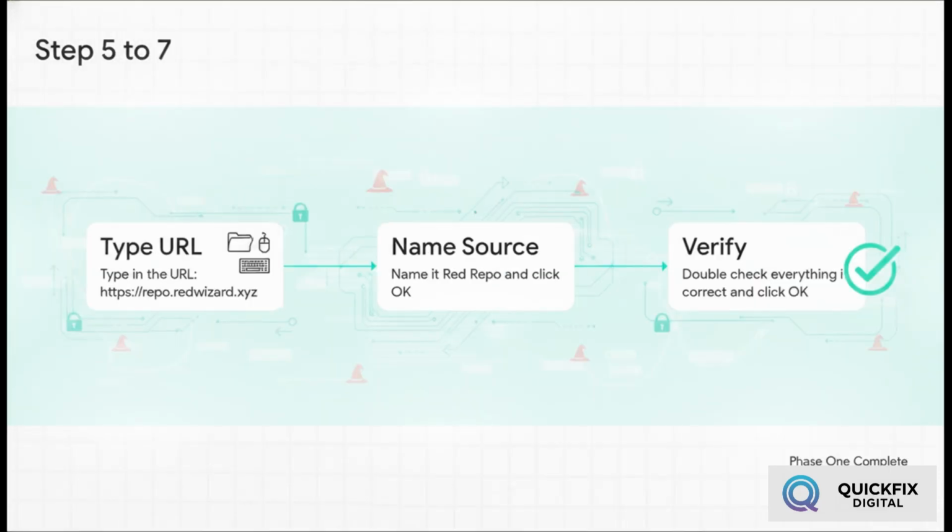Now, accuracy is literally everything here. For Step 5, you're going to carefully type in that URL we talked about earlier, https://repo.redwizard.xyz, and hit OK. In Step 6, move down to the box just underneath the URL, type in the name Red Repo, and click OK again. For Step 7, just take a breath, double-check that your spelling is absolutely flawless, and click OK one last time. And boom, congratulations, you just successfully wrapped up Phase 1. Your system officially knows where to look.